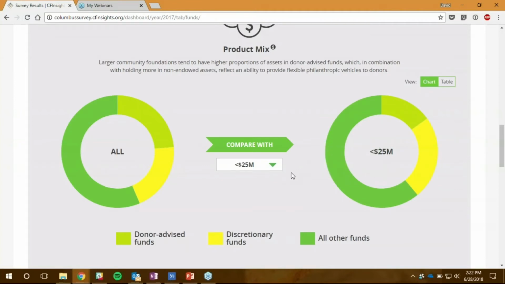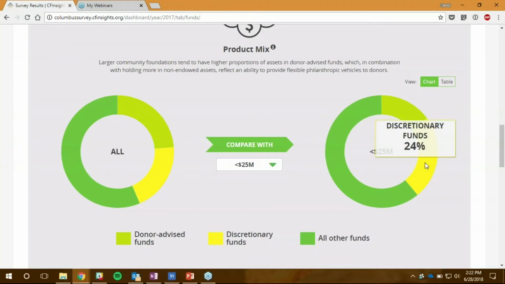But so let's look at the difference between community foundations of different sizes and some of the differences in the way they focus on some different product types. So the biggest difference is going to be, if you look at one extreme, the smallest community foundations, and the other extreme being the largest. The smallest community foundations, which are under $25 million in assets, for these folks, donor advised funds on average make up about 15% of their asset portfolio, while discretionary funds make up about a quarter, just under a quarter.